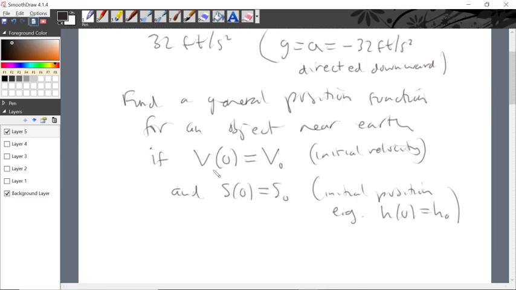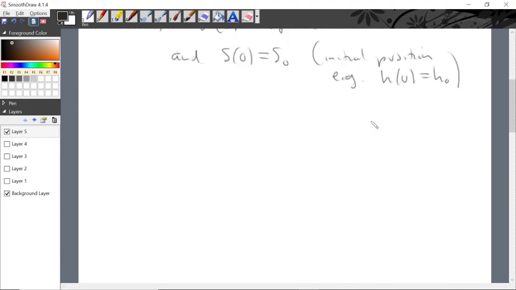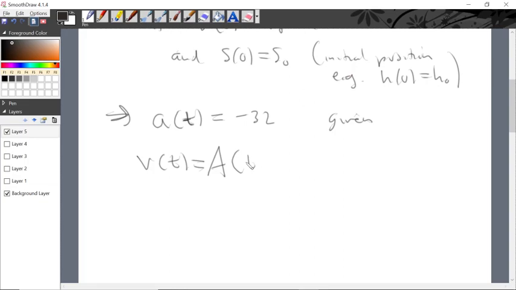So we want to find a general position function, and a general position function is going to be a function of time, s of t. Okay, just given this information here. So we have acceleration due to gravity is negative 32 feet per second squared. So the acceleration function, a of t, equals negative 32. That's given. The associated general velocity function then can be found by doing the antiderivative. Okay, the antiderivative of acceleration: negative 32t and then plus c.